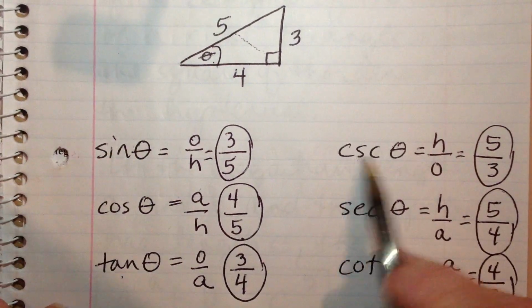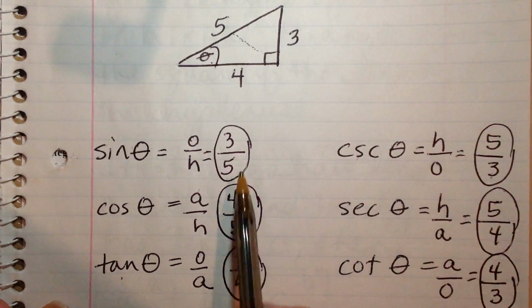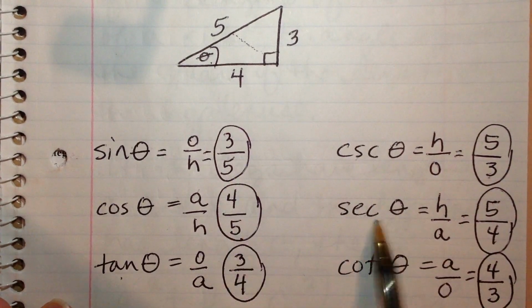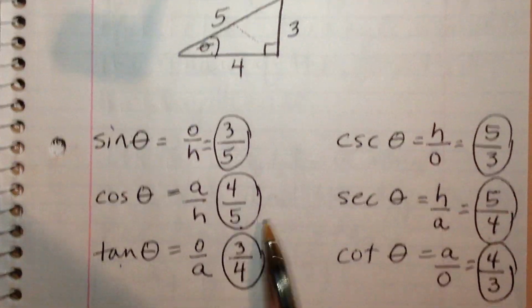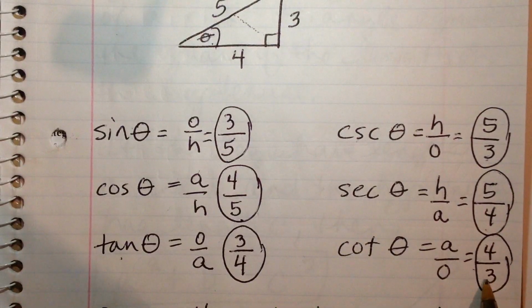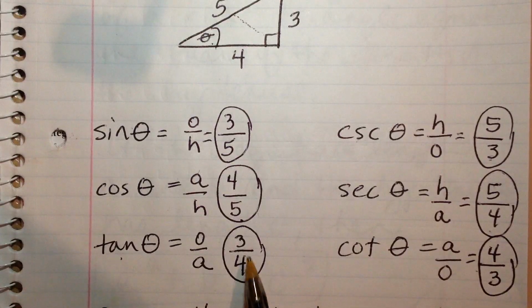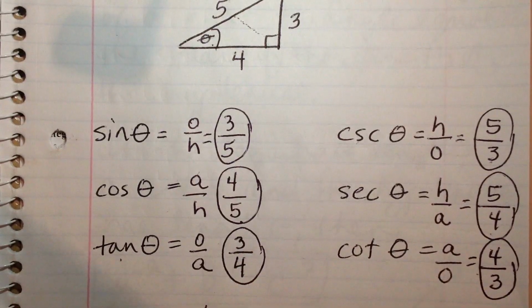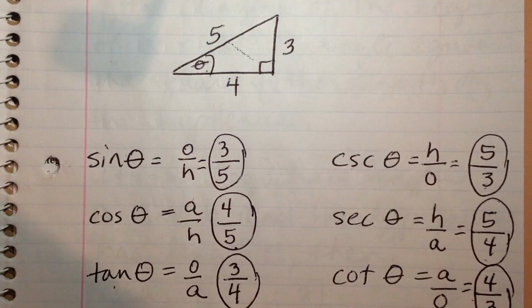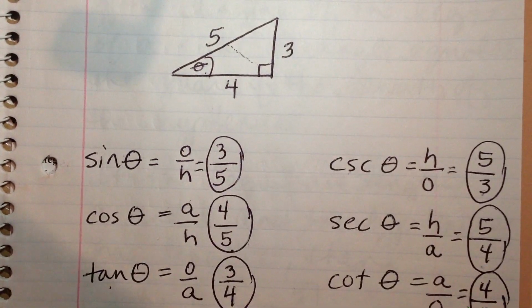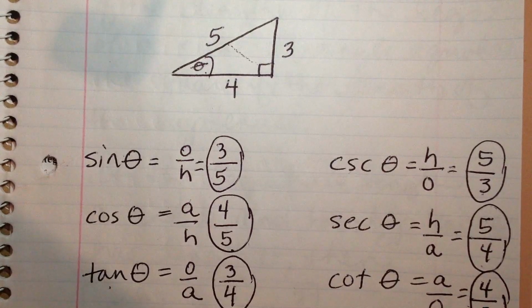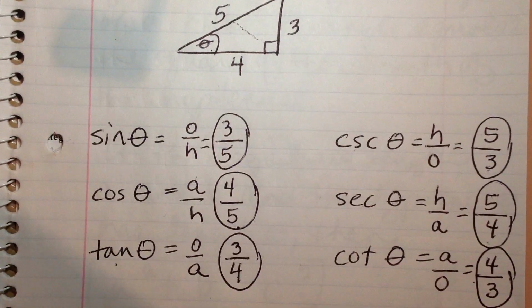So I get cosecant to be 5/3, which is the reciprocal of sine. Secant is 5/4, which is the reciprocal of cosine. And cotangent is 4/3, which is the reciprocal of 3/4. So we have found all 6 trig functions, sine, cosine, tangent, cosecant, secant, and cotangent of this right triangle.